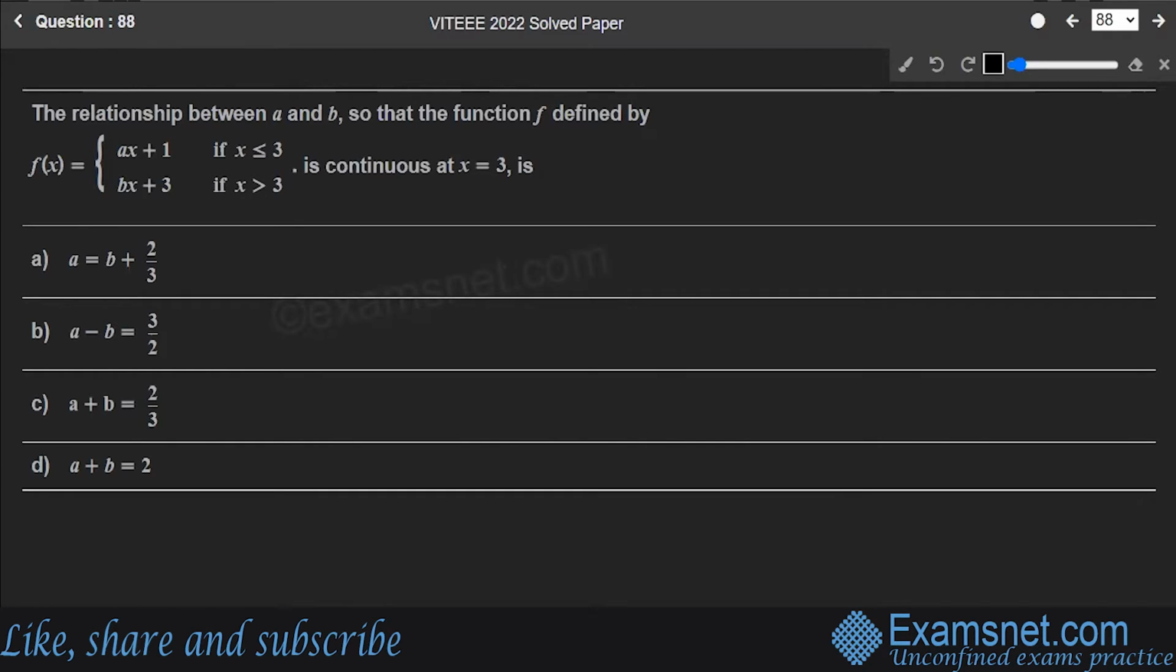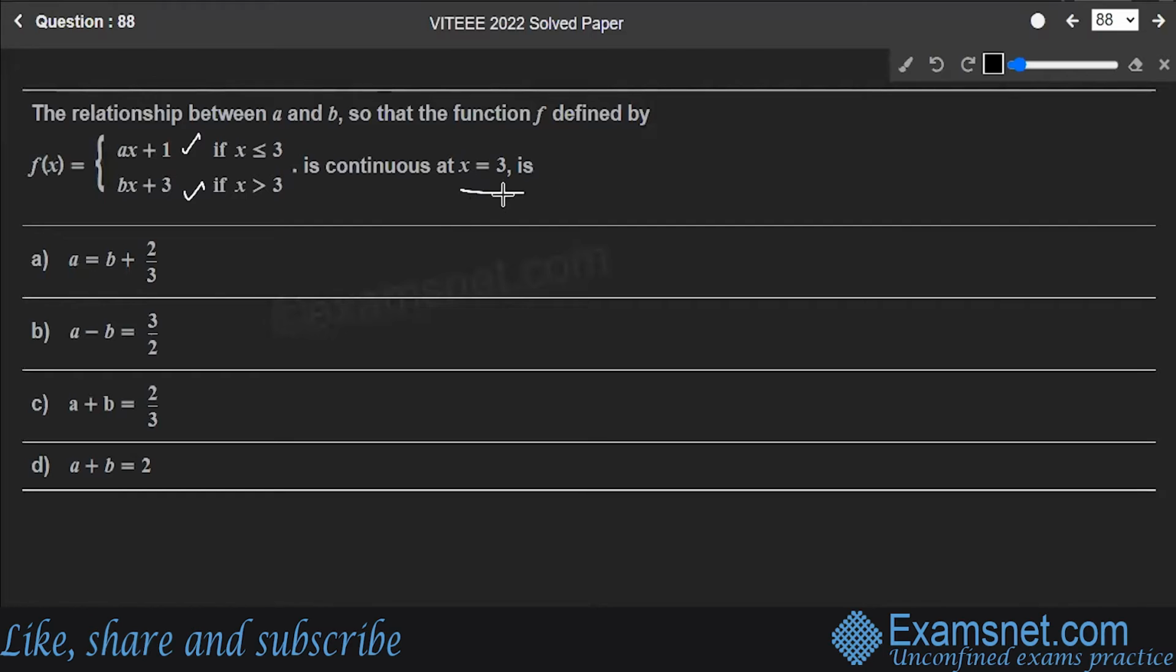The function f is defined by f(x) = ax + 1 when x is less than or equal to 3, and bx + 3 when x is greater than 3. This is continuous at x = 3 is given by which of these equations? So we are given the two equations for f(x) for different values of x: when x is less than or equal to 3, it is ax + 1, and when x is greater than 3, it is bx + 3.